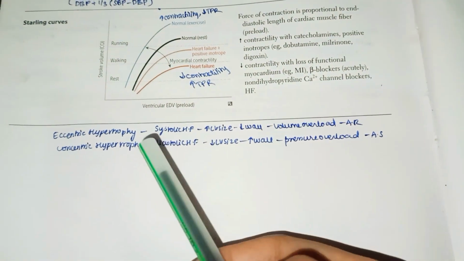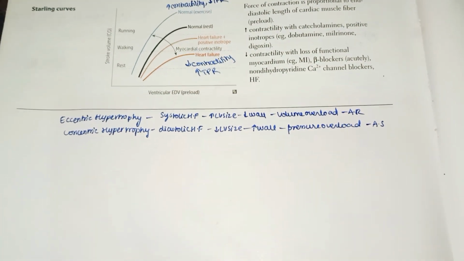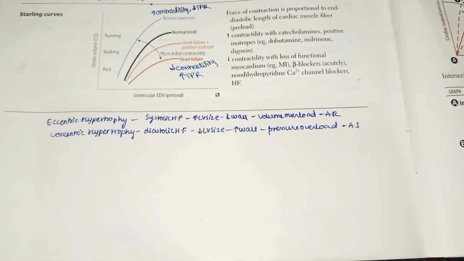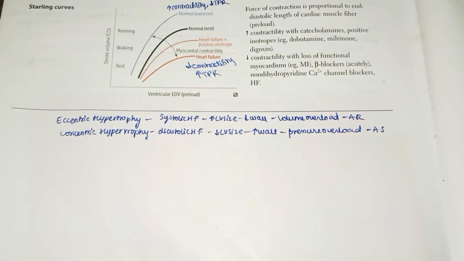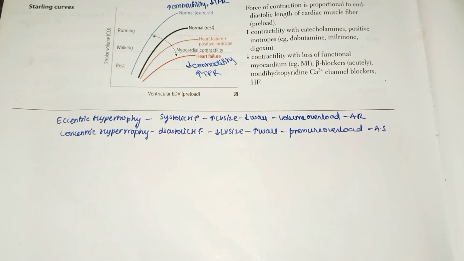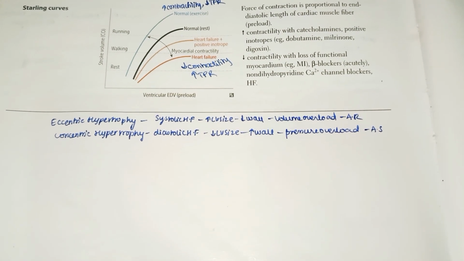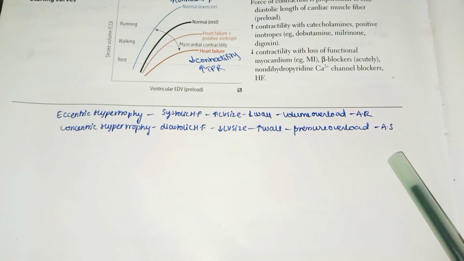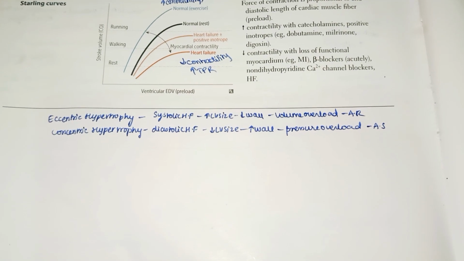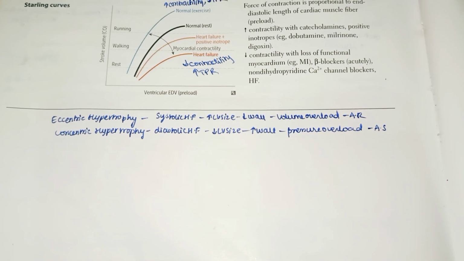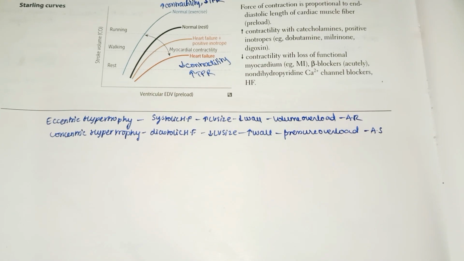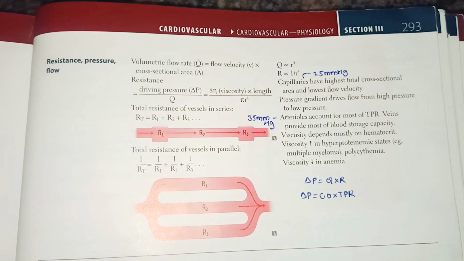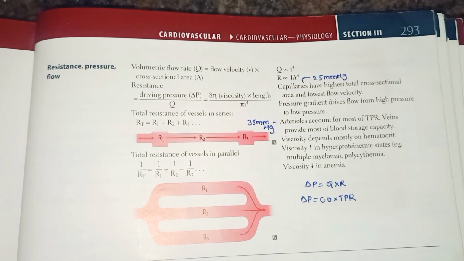Whereas concentric hypertrophy is nothing but diastolic heart failure, that is, there is no filling of blood. So because of this, the left ventricle size is decreasing but the wall size is increasing. Why is the wall size increasing? Because here the afterload is increasing. So there is a pressure overload. This can be seen in aortic stenosis, because the aortic valve is getting stenosed and that is leading to hypertrophy. Now let us discuss resistance, pressure, flow.